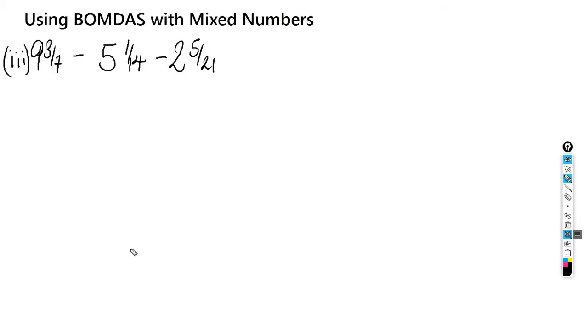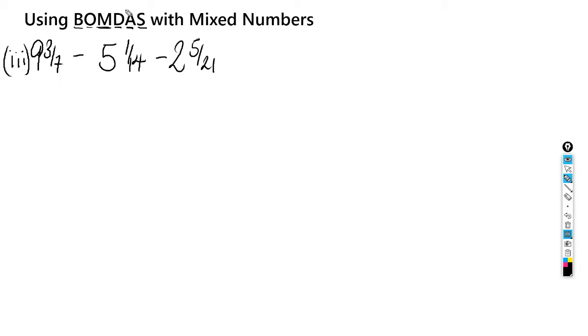Hey guys, so you know I love to do 3 examples, right? So let's look at the last example here. We have to follow the BOMDAS rules in order to solve this problem with mixed numbers, okay? So the first thing is we're going to use brackets, then multiplication, division, addition, and subtraction, right?